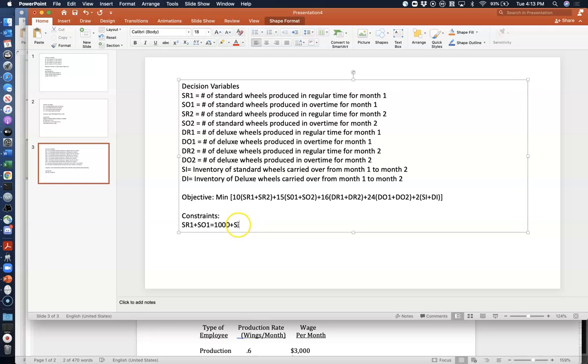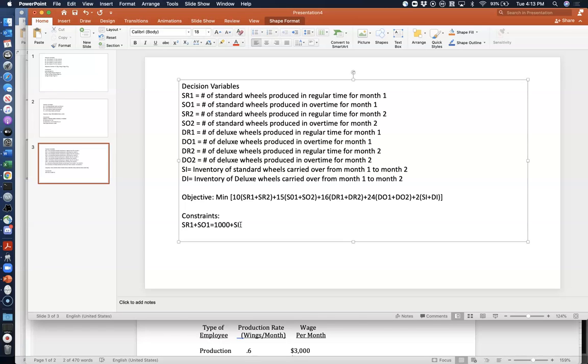So I'm just going to call them SI. So the total number of standard wheels, you're going to use them to either satisfy the demand, which is 1000, or the remaining is going to become SI. That's why this is strictly equal to. So these are the total number of wheels at the beginning of the month. You either sell them or you carry them over to the next month, right? That's the first constraint.